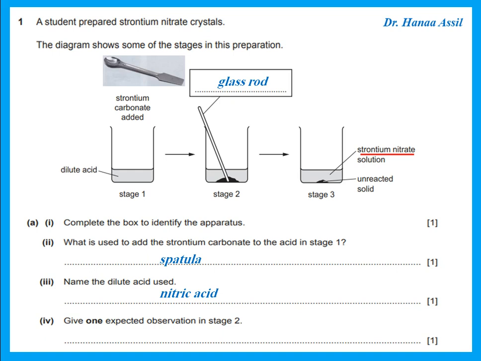Give one expected observation in stage 2. What do you expect to see when you add carbonate to acid? Any carbonate with acid will give carbon dioxide gas, and that means what is the observation? Don't say carbon dioxide gas. Observation means what am I going to see? I know that it's going to give carbon dioxide gas. That means I'm going to see what? I'm going to see bubbles of gas, or you can say fizzing.